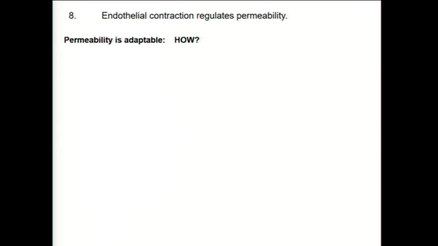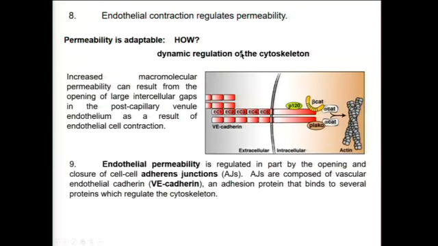I said endothelial contraction regulates permeability. Well, we need to learn the mechanism. It's adaptable. So sometimes the endothelium will be more of a tight barrier than other times. How does it do that? And how does it know how to do that? It regulates its own cytoskeleton. So this is an important concept that I want you to know.